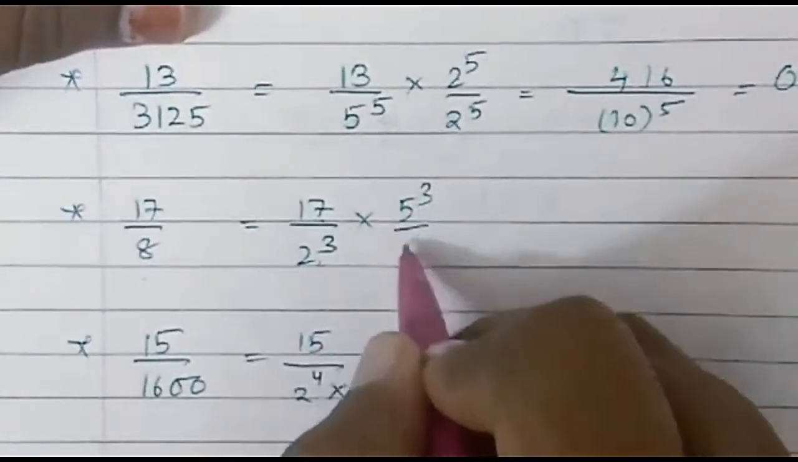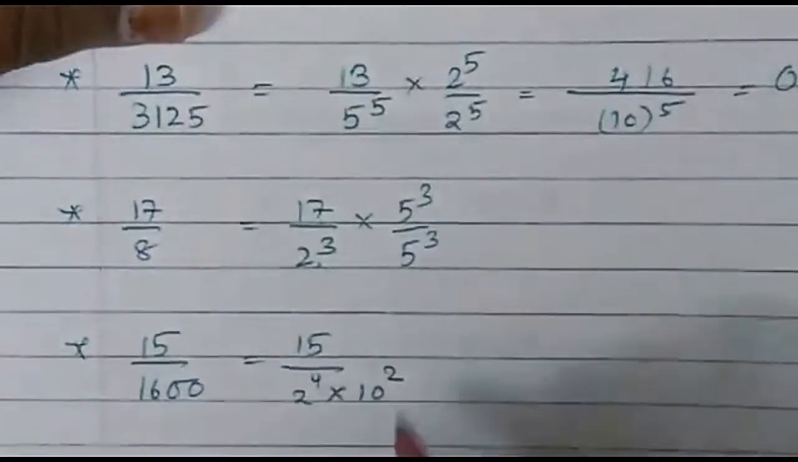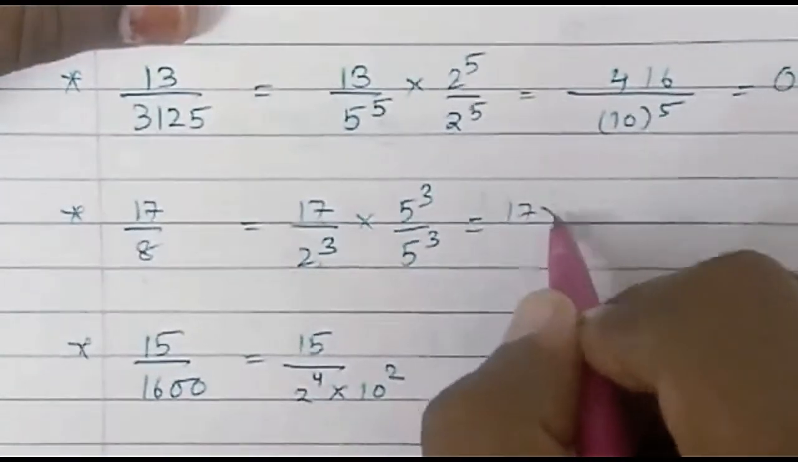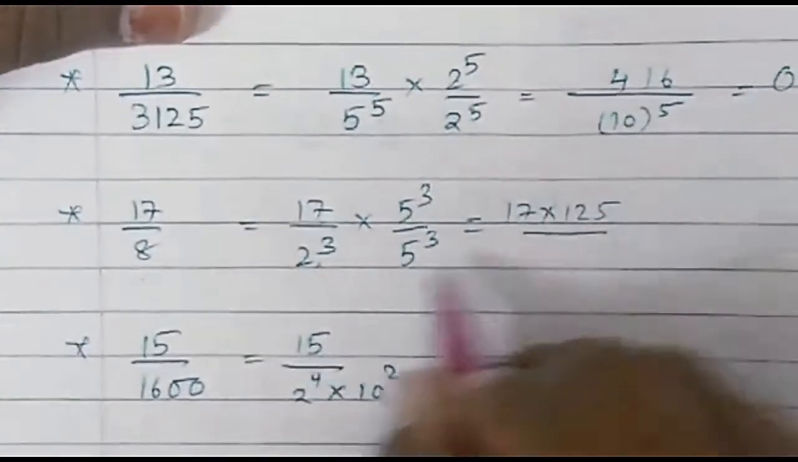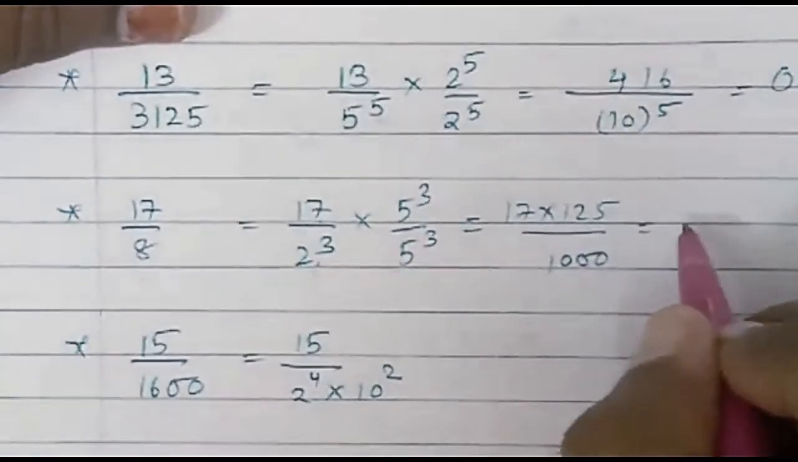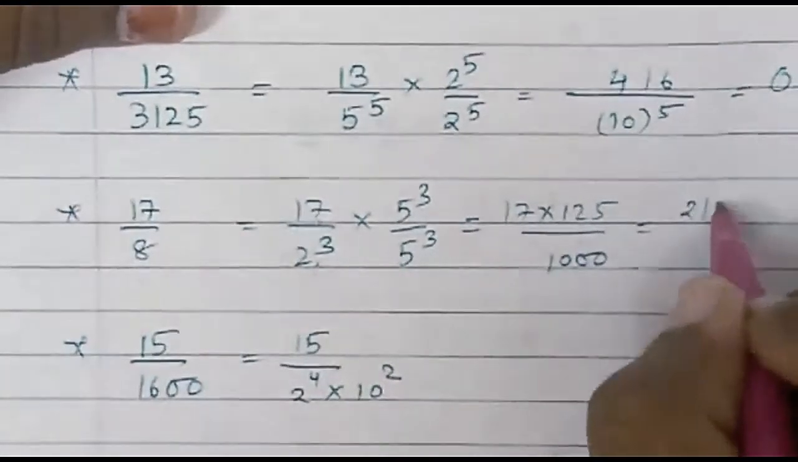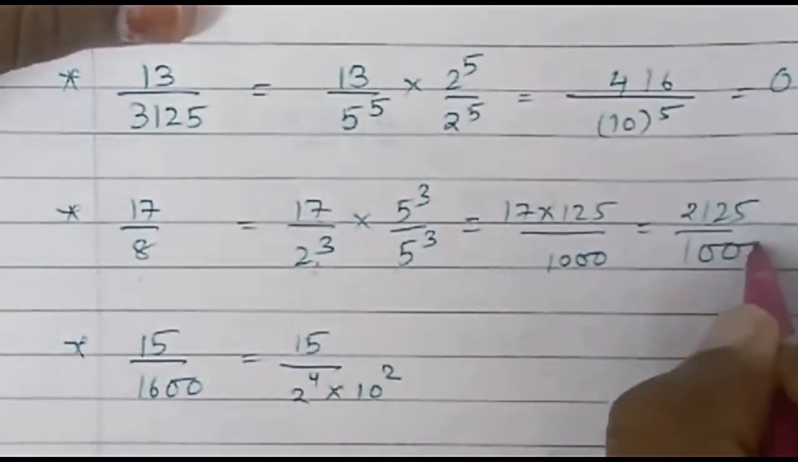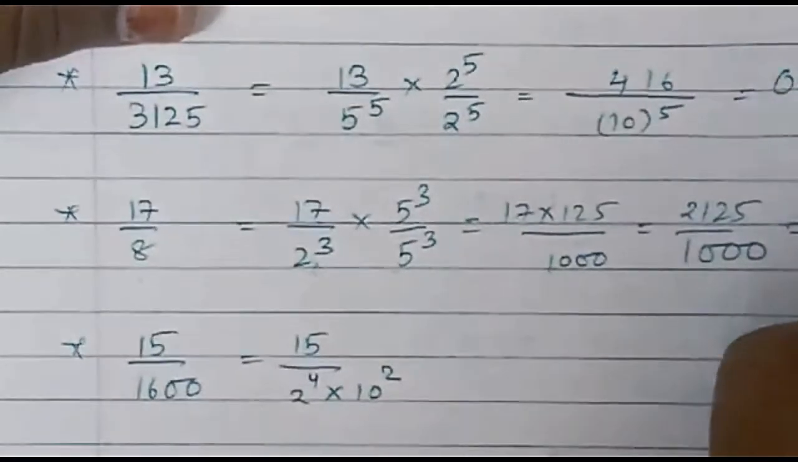Same way 17 by 8 means 17 by 2 raised to 3. So multiply and divide by 5 raised to 3. So this will be 17 into 125 upon 10 raised to 3, meaning 1000 you can write directly. So it will be 2125 upon 1000, which is equal to 2.125.